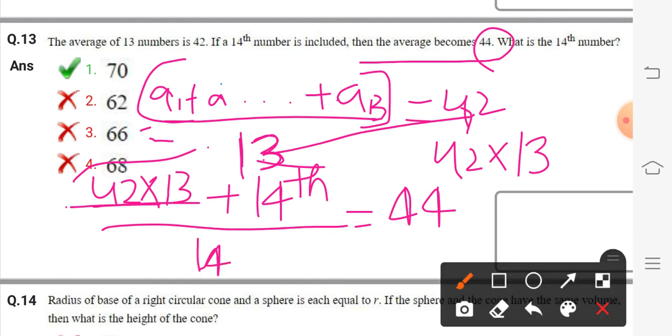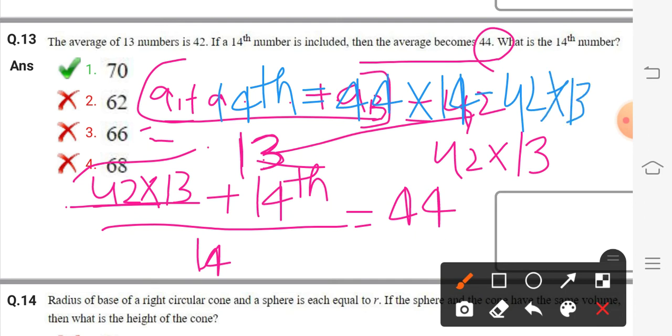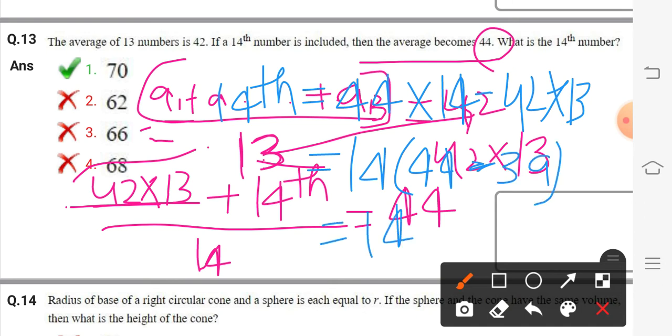And solve this. 14th observation is equal to 44 into 14 minus 42 into 13. So 14 common, 44 minus 14 into 3, 3 into 13 is equal to 39. We get 14 into 44 minus 39, which is equal to 5. So it is equal to 70. First option is correct. So the 14th number is 70.